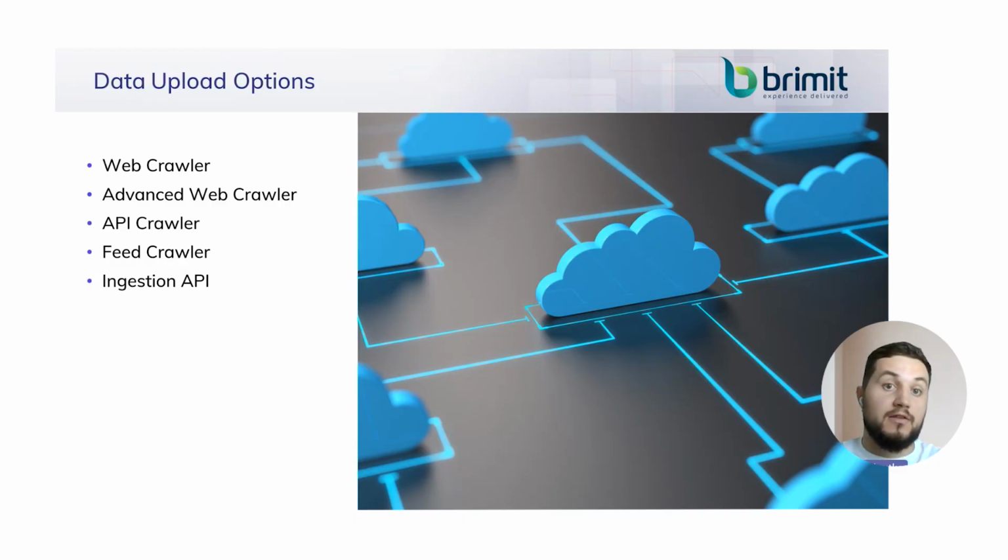The second is the advanced web crawler. It is a more flexible and powerful option. It can handle complex tasks like dealing with authentication, managing content in different languages, and using JavaScript to pull specific data. Next is the API crawler, designed to crawl API endpoints that provide JSON data. It can manage authentication, handle localized content, and extract data using JSON path or JavaScript.